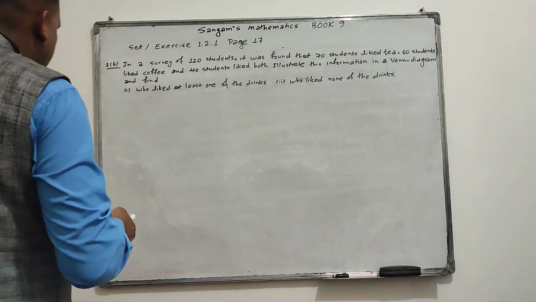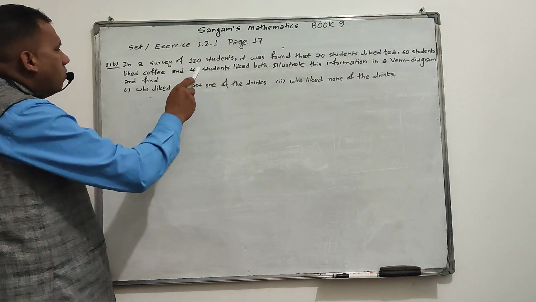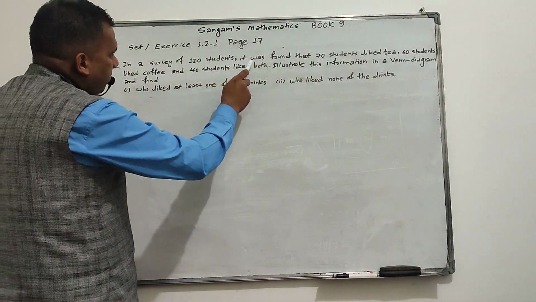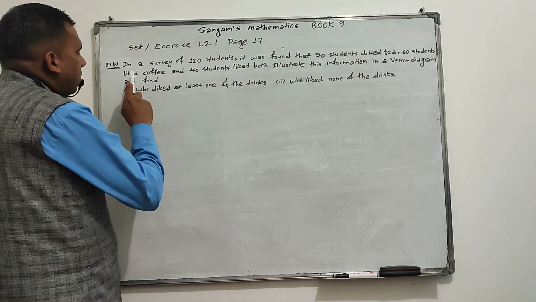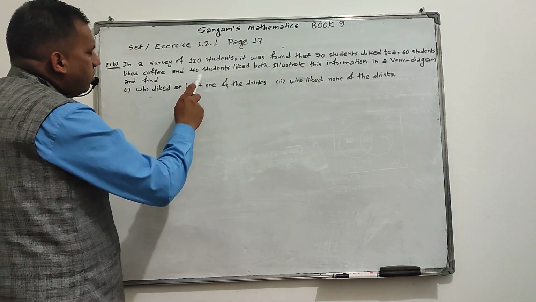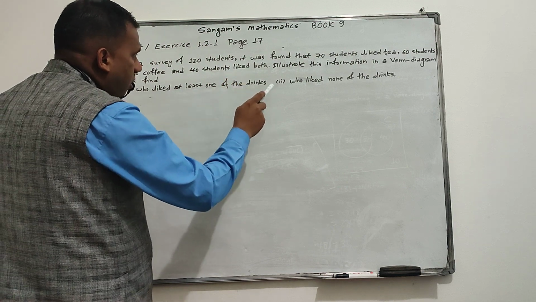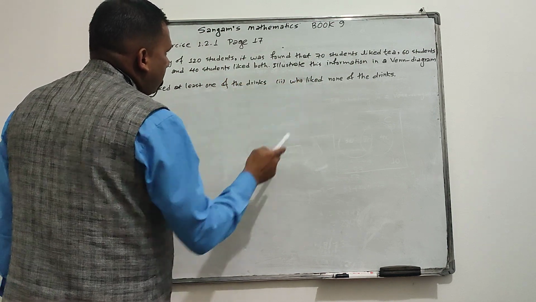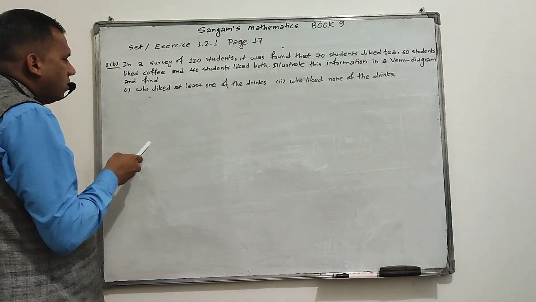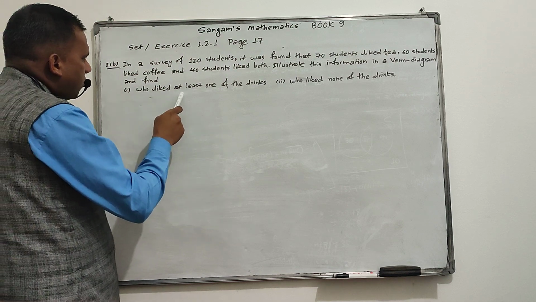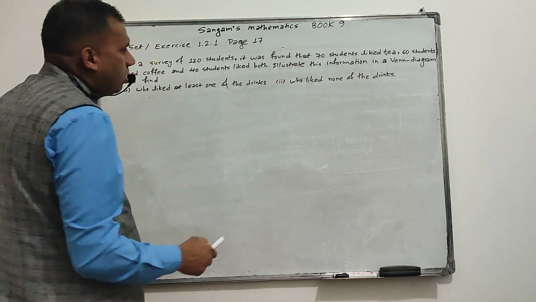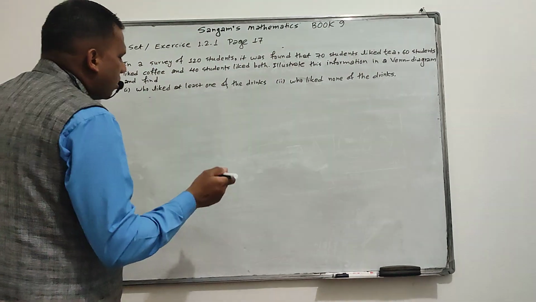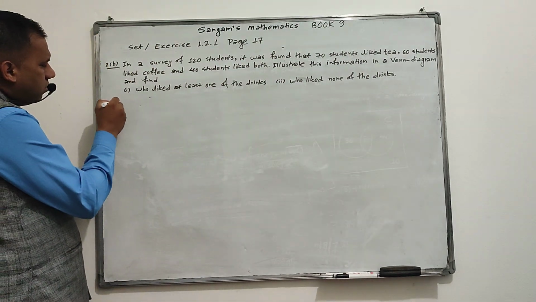Now, question number 2b. In a survey of 120 students, it was found that 70 students liked tea, 60 students liked coffee, and 40 students liked both. Illustrate this information in a Venn diagram and find who liked at least one of the drinks, and who liked none of the drinks. Let us do its solution.